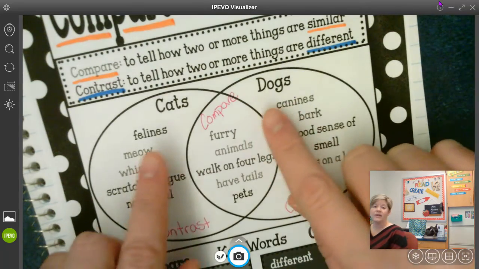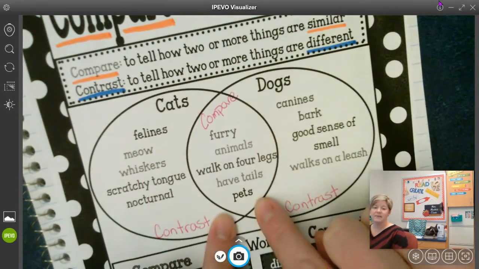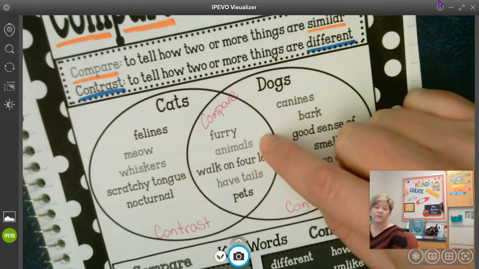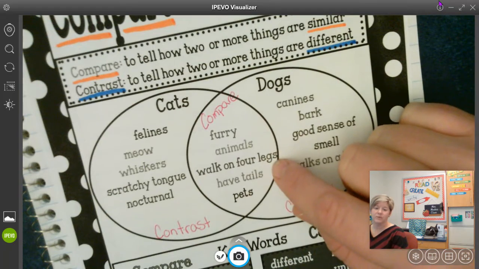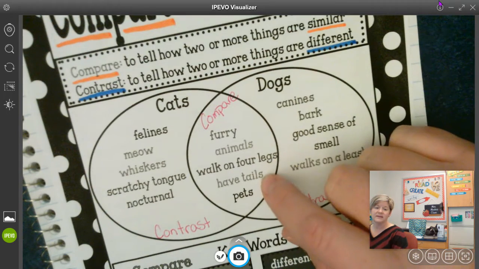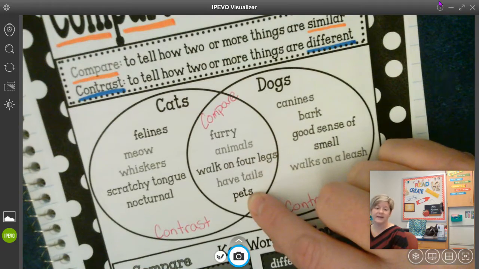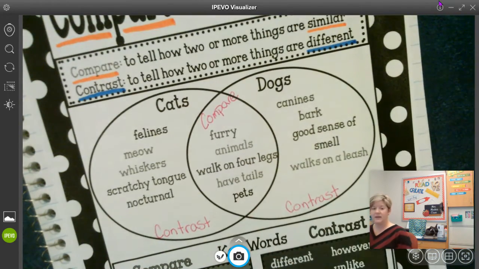Looking at how these two animals are the same, they're both furry. They're both types of animals. They both walk on four legs. They typically have tails, and they both make good pets. Okay.